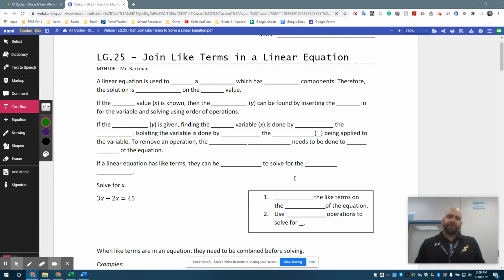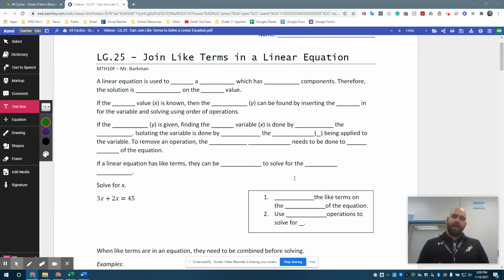Learning goal 25 is going to be looking at joining like terms in a linear equation. So in 24, we took a look at how we solve a linear equation when we know the output, but we need to know what that input is. So we're often looking for x, and we're trying to figure out what x is. That is what we are trying to solve for.